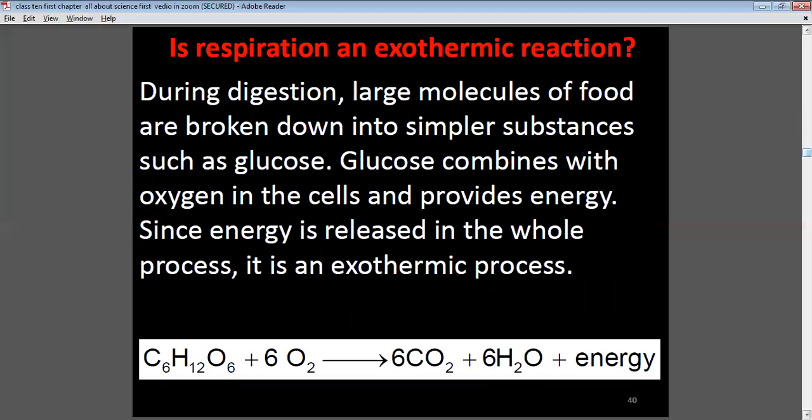During digestion, large molecules of food are broken down into simpler substances such as glucose. This glucose combines with oxygen in the cell and provides energy. The energy released in the whole process makes it an exothermic process. C6H12O6 plus 6 O2 gives 6 CO2 and 6 H2O, and energy is released.